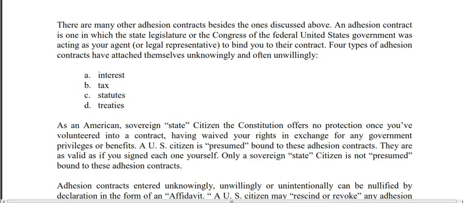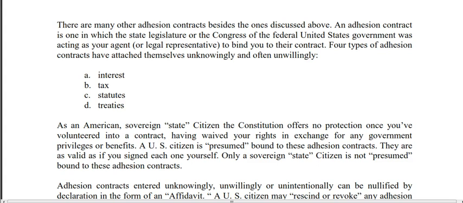There are many other adhesion contracts besides the one discussed above. An adhesion contract is one in which the state legislature or the Congress of the Federal United States government was acting as your agent or legal representative to bind you to their contract. Four types of adhesion contracts have attached themselves unknowingly and often unwillingly: interest, tax, statutes, and treaties.